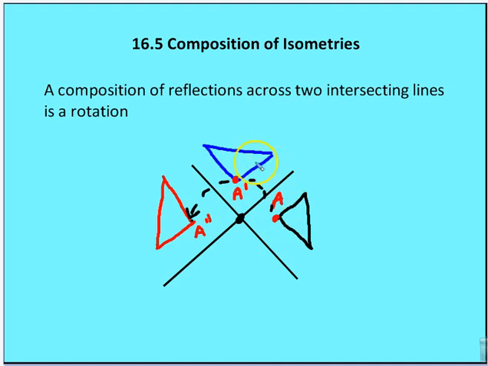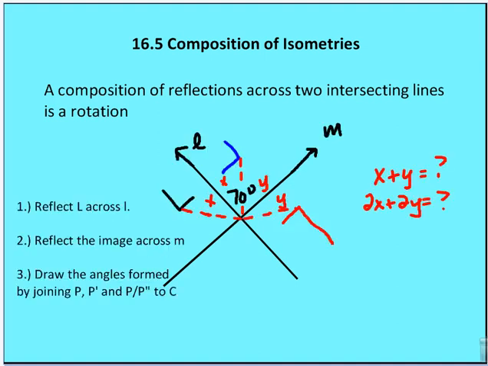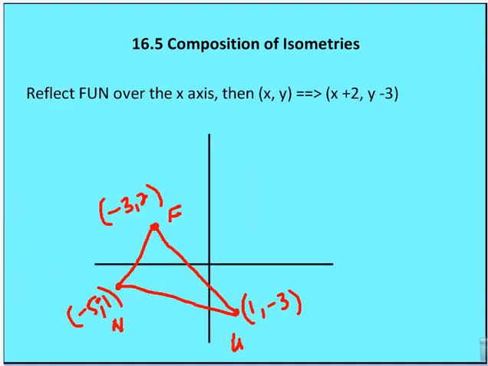So I start with A, reflect it across this line, we'll call it line M, and then reflect it again across line L. Now, these two lines are intersecting, and I end up with a rotation of the two figures. So a composition of reflections across two intersecting lines is a rotation, and a composition of reflections across two parallel lines is a translation. Okay, we'll skip that, a little bit more detail than I'm going to provide, at least in this video.